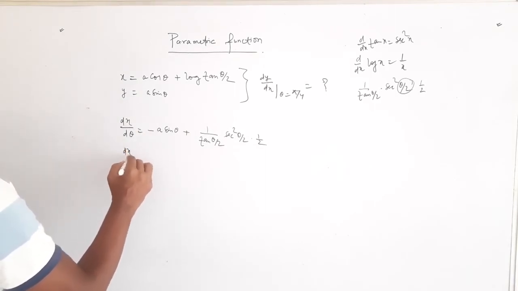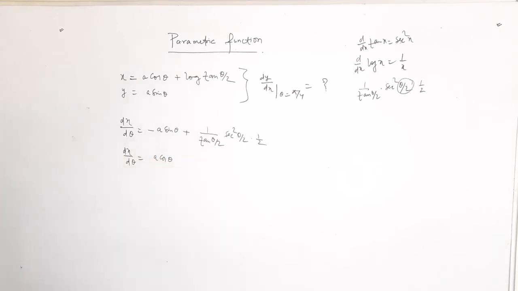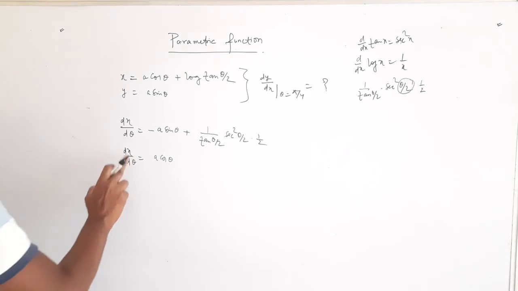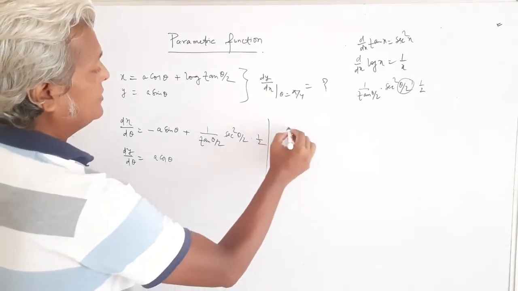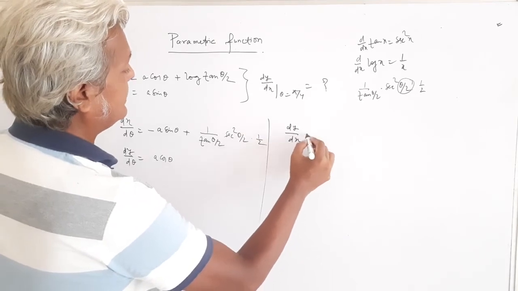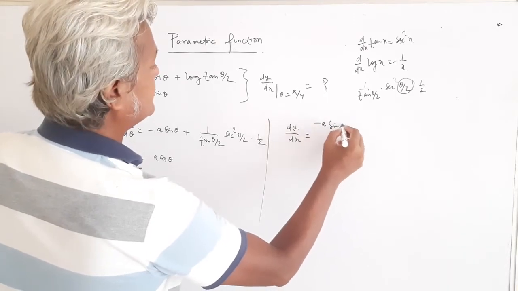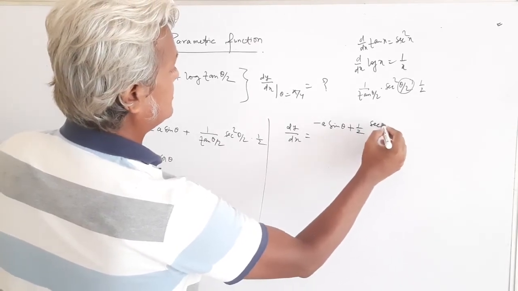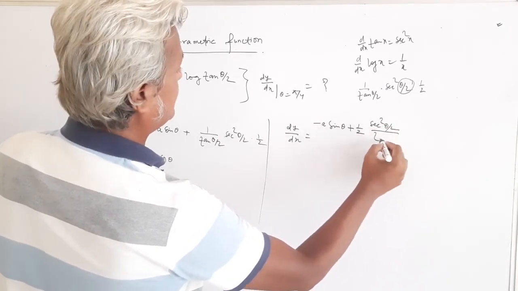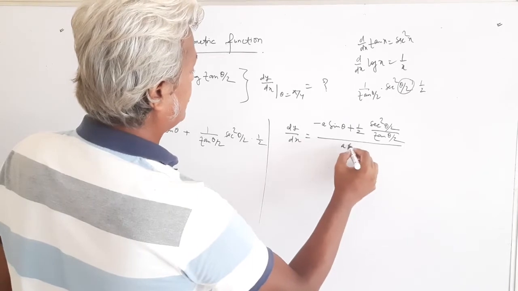Now what is dx by dθ? dx by dθ is a sin θ, that is simply a cos θ. Sorry, I made a mistake. This is dy by dθ, so a cos θ. Now we have to find dy by dx. So dy by dx equal to this divided by this. So just write minus a sin θ plus half sec² θ/2 upon tan θ/2 upon a cos θ.